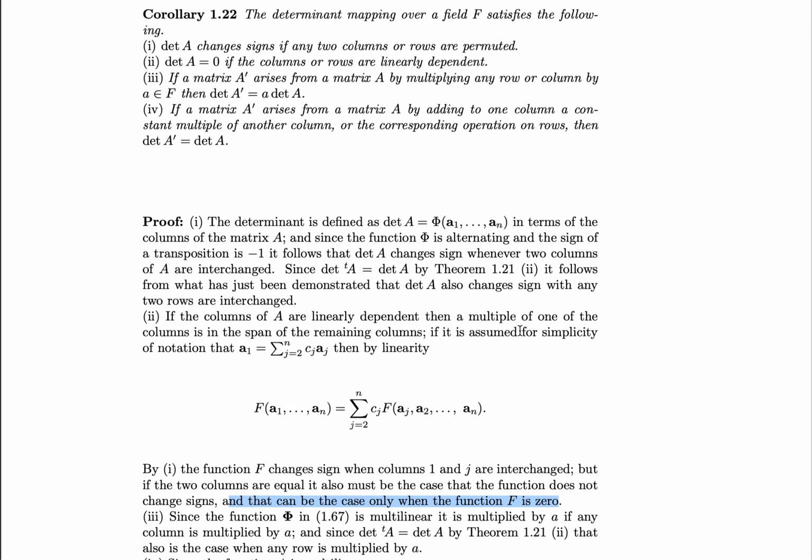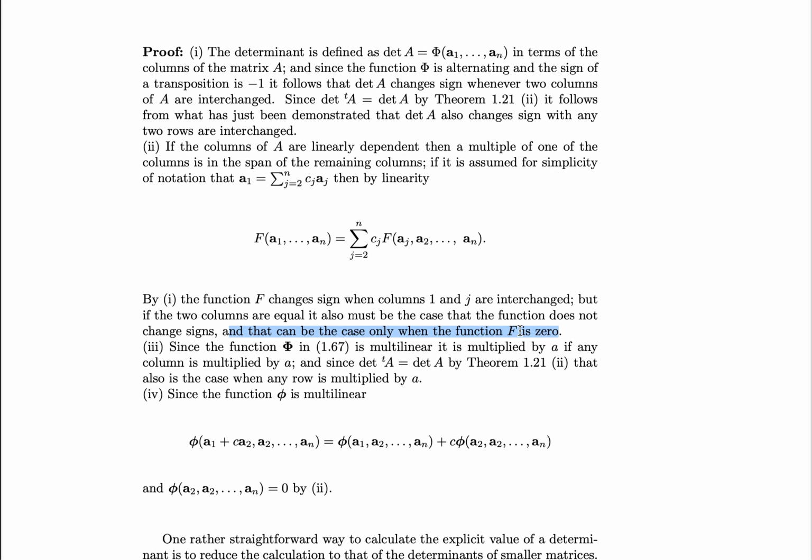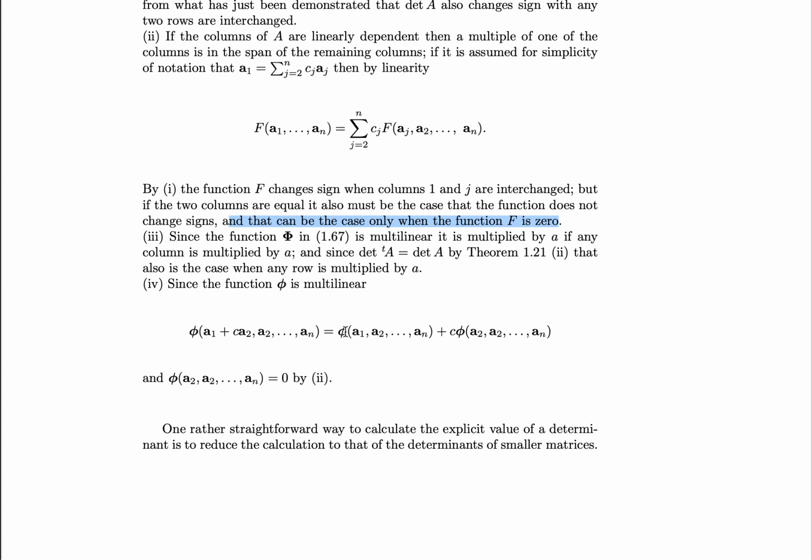Next, we'll prove that if we multiply rows, then we scale up the determinant. We see that since phi is multilinear, if you multiply any of the columns by λ, then you can apply the multilinearity and pull out the λ. And then since you have the transpose fact, you do the same thing when any row is multiplied by λ.